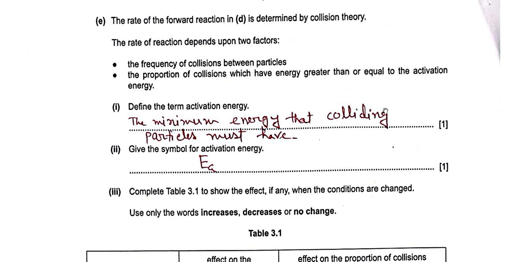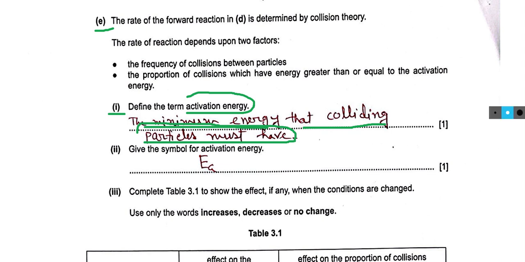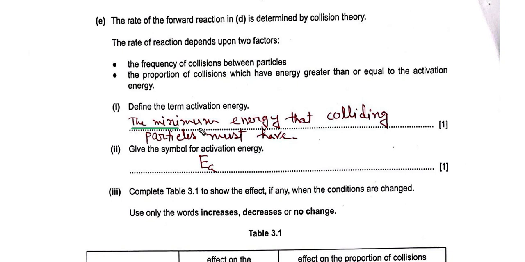Part E1: define the term activation energy. It is the minimum energy that colliding particles must have. The minimum amount of energy that colliding molecules must have. This is known as activation energy.